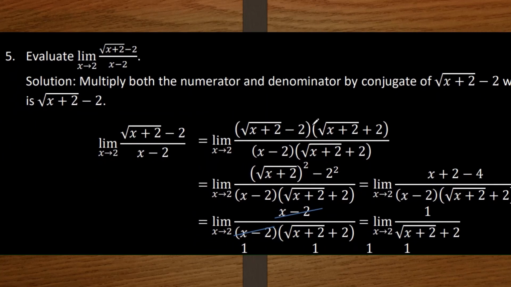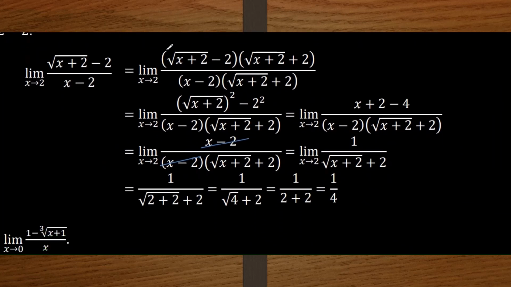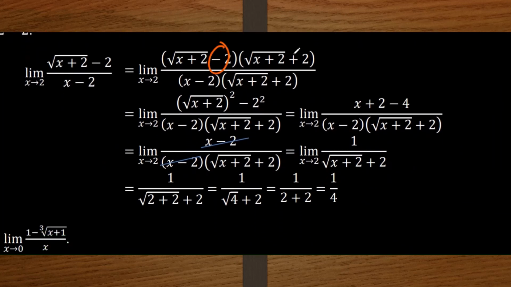Now in number 5, we are going to evaluate the limit of the square root of x plus 2 minus 2 divided by x minus 2. So you just need to get the conjugate, from minus, turn plus. Okay, square, cancel. So x plus 2, bring down the radicand, x plus 2, we'll just copy it. So x plus 2 minus 4 is x minus 2.